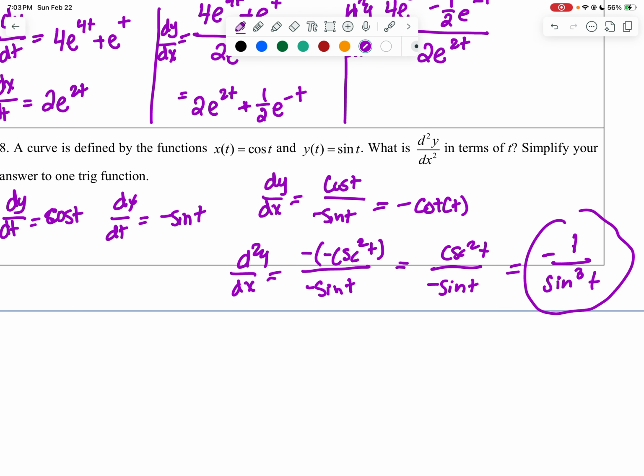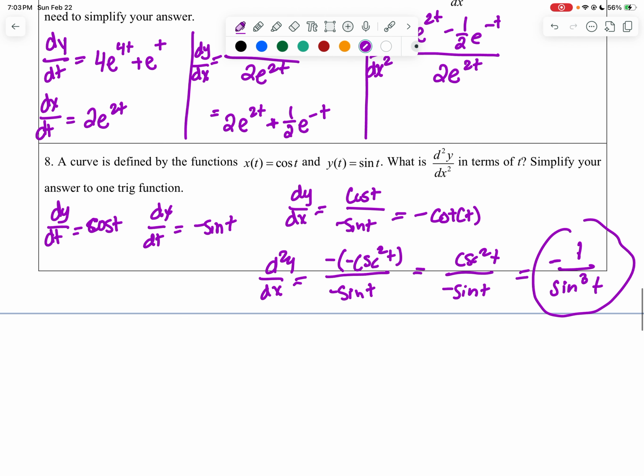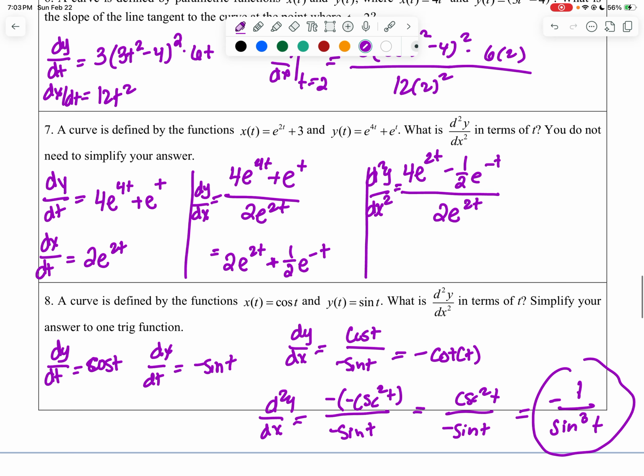I know, very cool. All right, so after this, we're going to do particle motion with vectors.